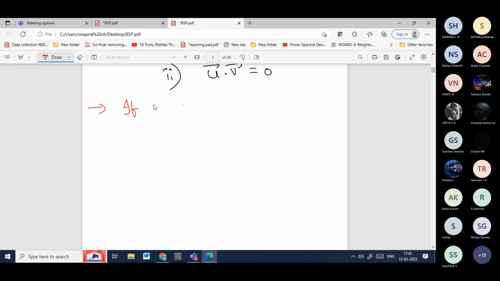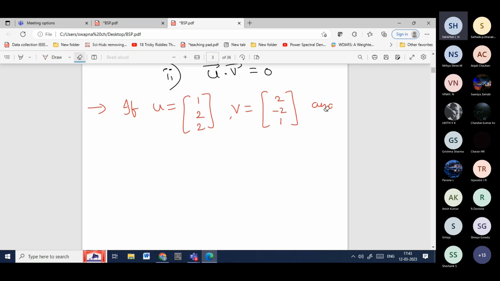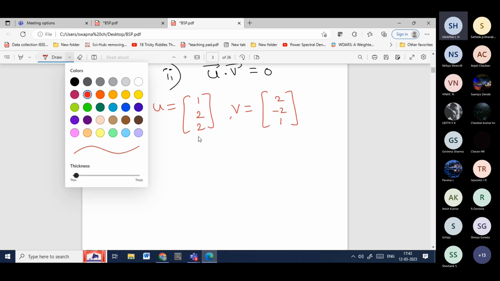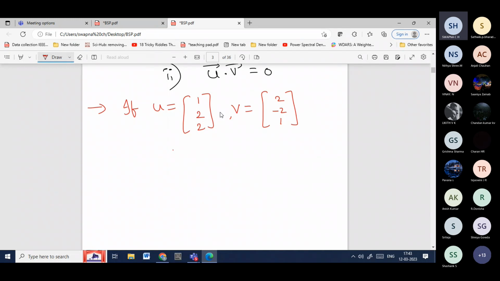If u equal to (1, 2, 2), v equal to (2, -2, 1). u is equal to this much. If u equal to (1, 2, 2) and v equal to (2, -2, 1).